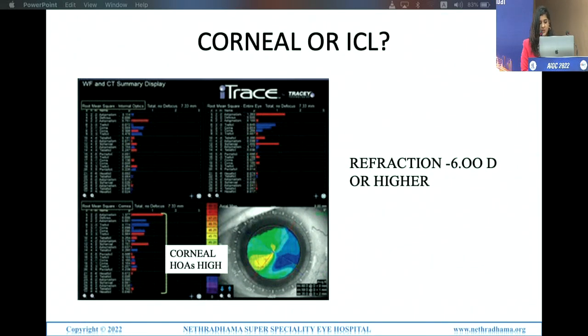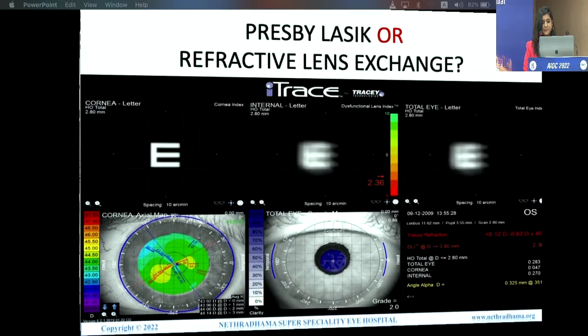Now, this is again a Chang analysis display. Here we can see on the left lower side that the corneal higher order aberrations are very high compared to the internal higher order aberrations. So in this patient, we can do a wavefront guided LASIK, but if the refraction is -6 or higher, there's a lot of tissue removal that happens. So this patient is a suitable candidate for ICL, just based on the Aberrometry.